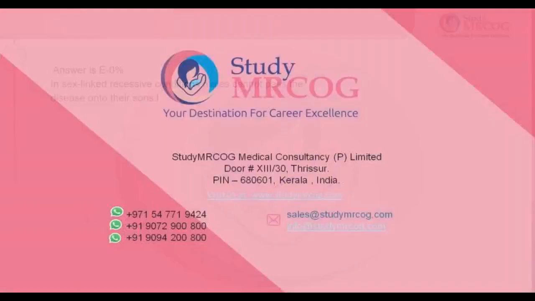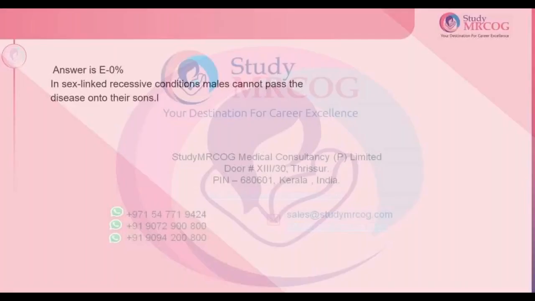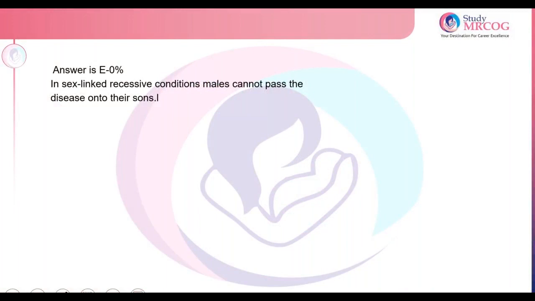So that's it about today's inheritance. I think I have made the concepts a little clearer and simpler for you. Remember one thing: whenever you get these questions, if they are asking for a child in the case of X-linked, you need not calculate the cumulative probability. But if they are asking about male or female, you might have to look into the probability. Hope this is helpful.